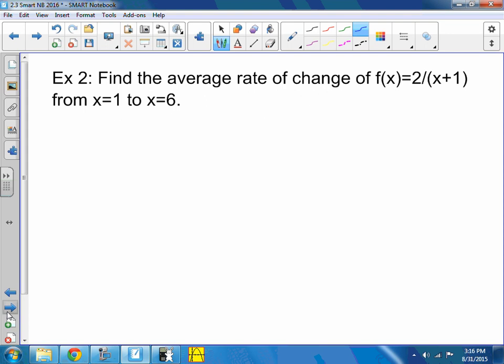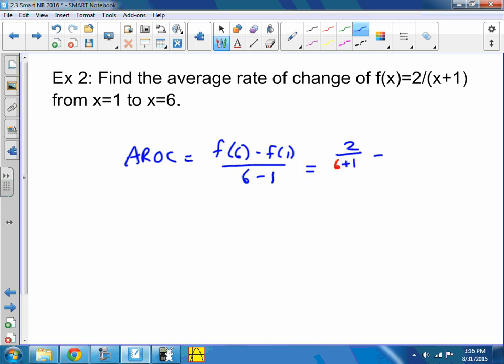In this example, we're trying to find the average rate of change of f of x equals 2 over x plus 1 from x equals 1 to x equals 6. So same instructions, different function entirely. If we just take the formula blindly, we're supposed to do f of 6 minus f of 1 again, all over 6 minus 1. This time it's 2 over 6 plus 1 minus 2 over 1 plus 1 all over 6 minus 1.